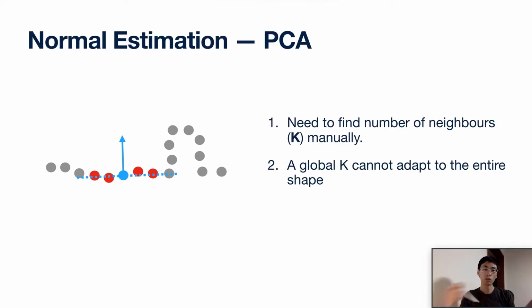There are mainly two issues in the PCA method. Firstly, as we show in the last slides, we need to find a k manually. Secondly, it doesn't make sense to use a global k on an entire point cloud because different regions might need different numbers of neighbors.